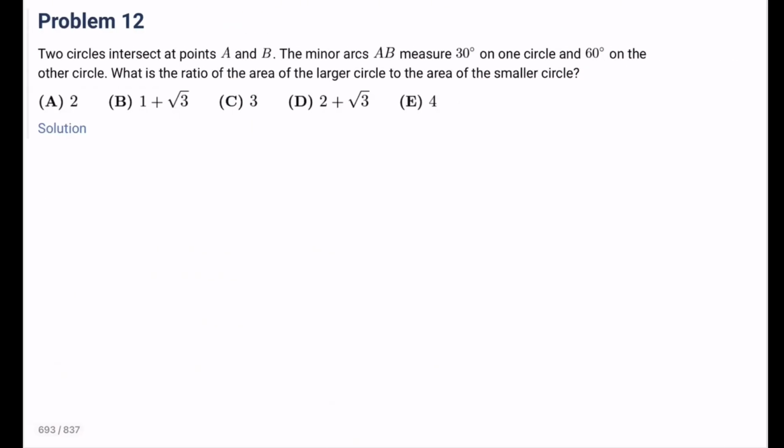Number 12, two circles intersect at points A and B. The minor arcs AB measure 30 degrees on one circle and 60 degrees on the other circle. What's the ratio of the area of the larger circle to the area of the smaller circle? And so first, if we draw a diagram of this, it's going to look something like that.